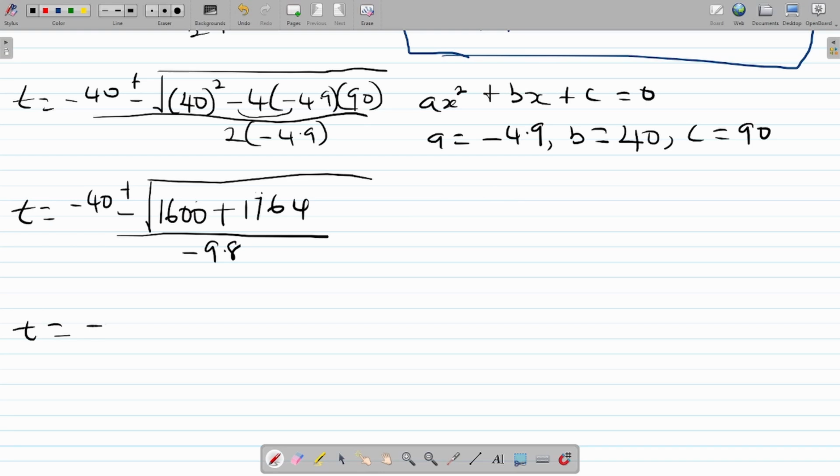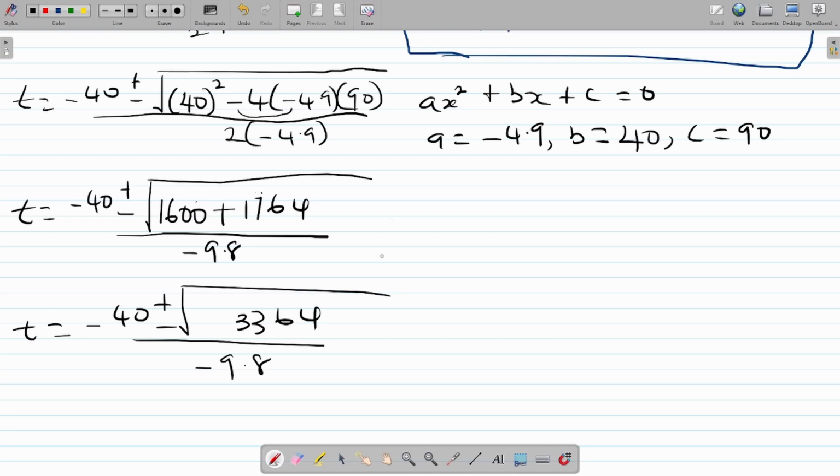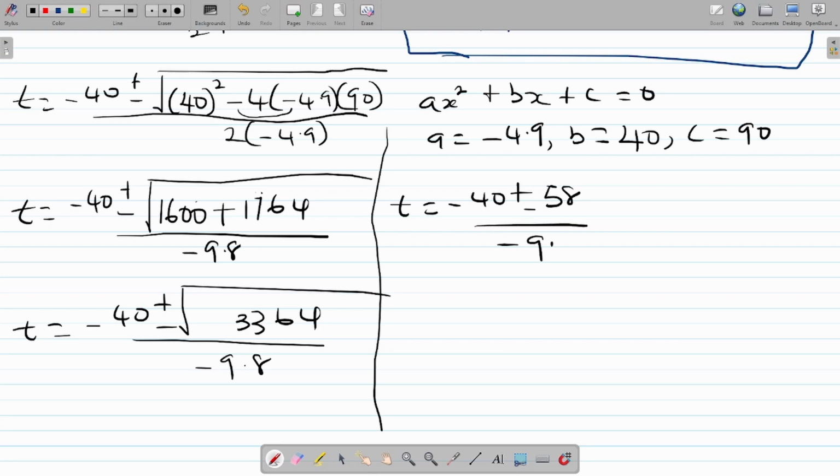So our t is equal to negative 40 plus or minus the square root of 3364 all over negative 9.8. Okay, so what's the square root of 3364? The square root of 3364 is 58. So we now have that t is equal to negative 40 plus or minus 58 all over negative 9.8.